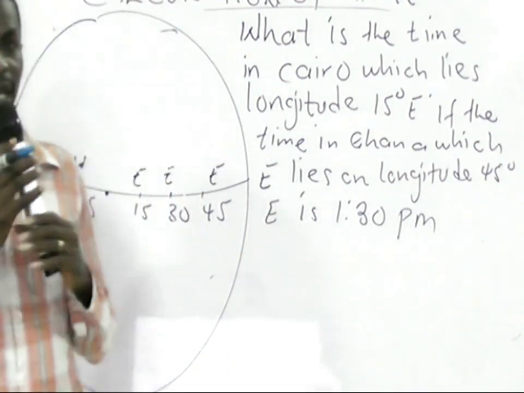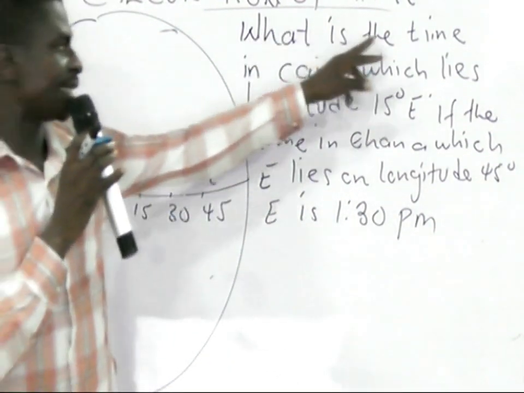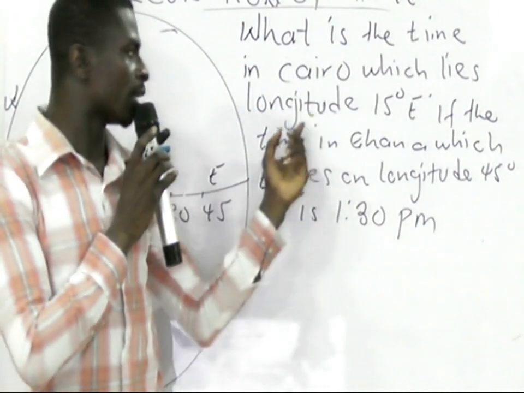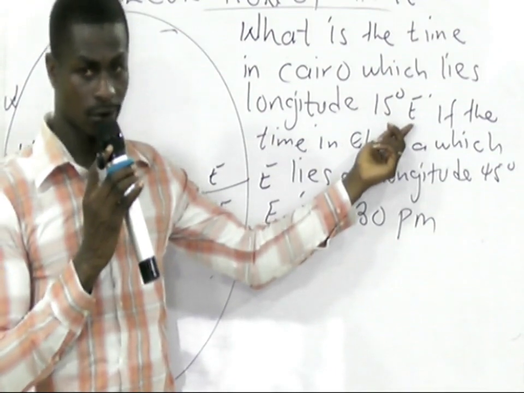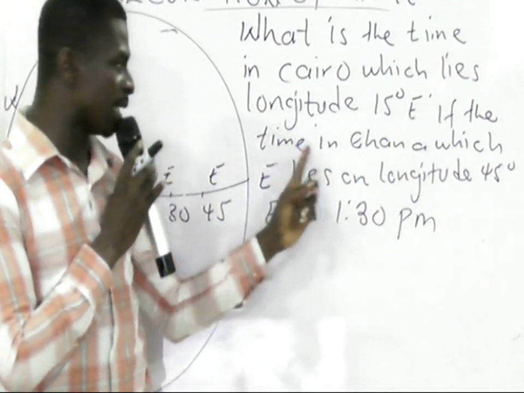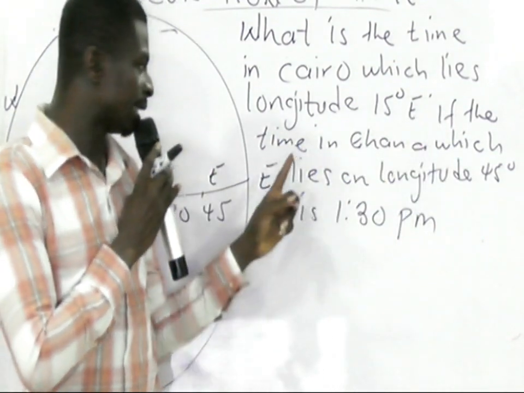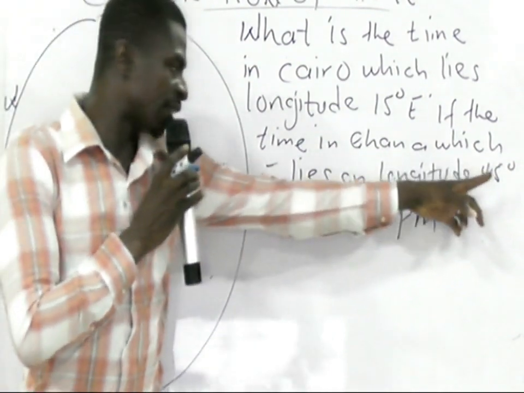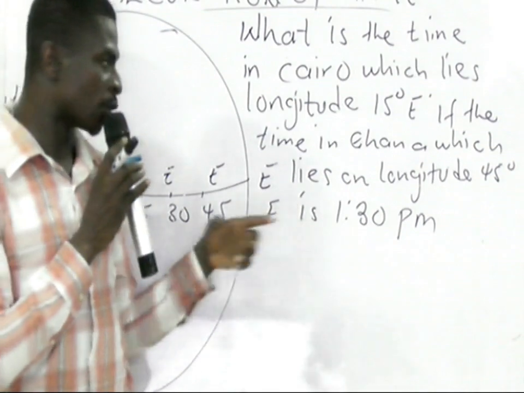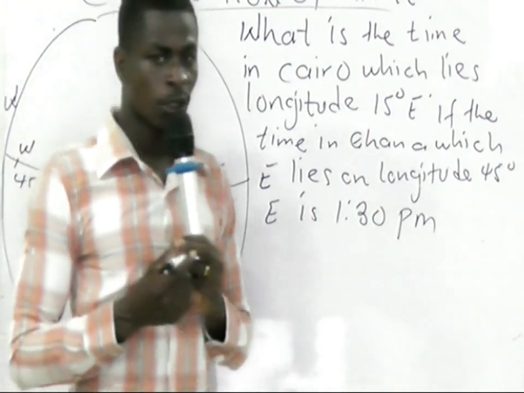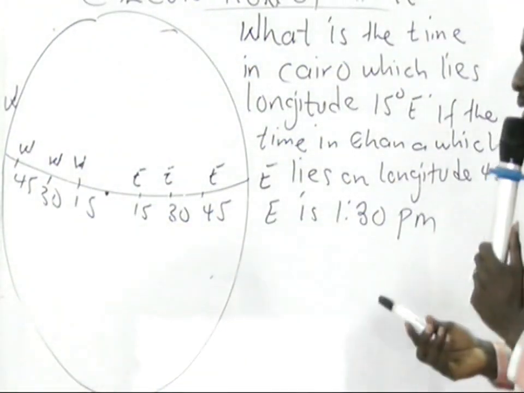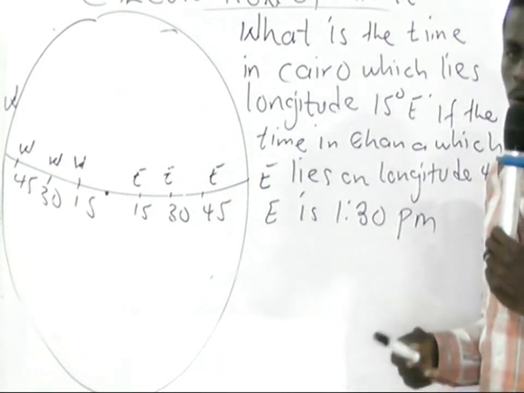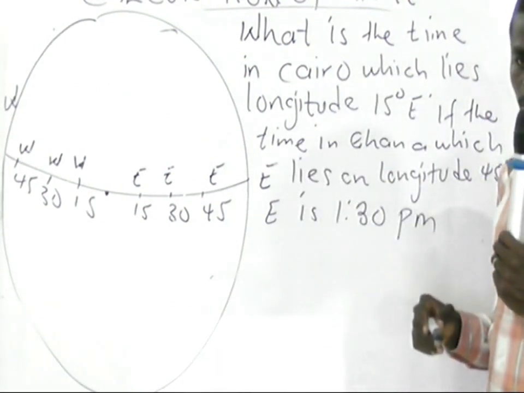So you have a question like this. What is the time in Cairo, which lies on longitude 15 degrees east, if the time in Ghana, which lies on longitude 45 degrees east, is 1:30 p.m.? So first of all, you discover that both Ghana and Egypt are lying on the same zone, east-east.